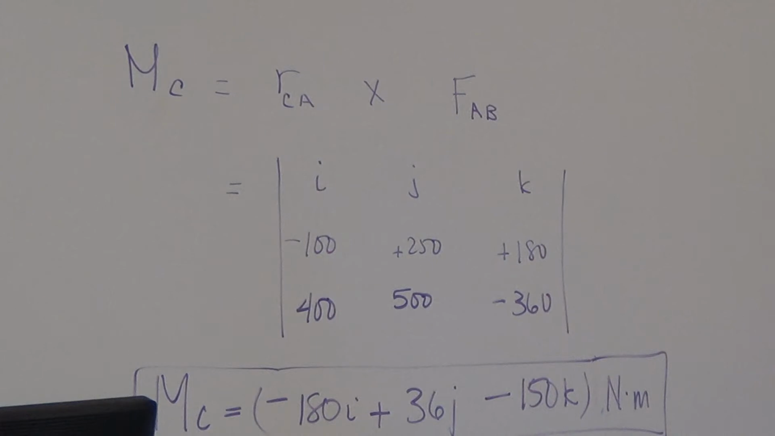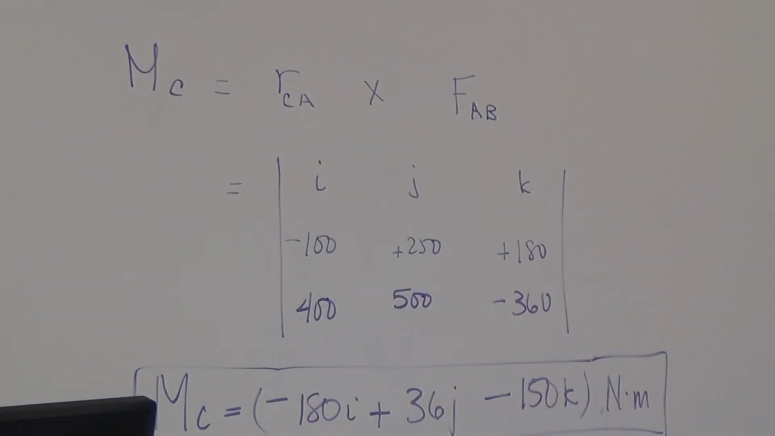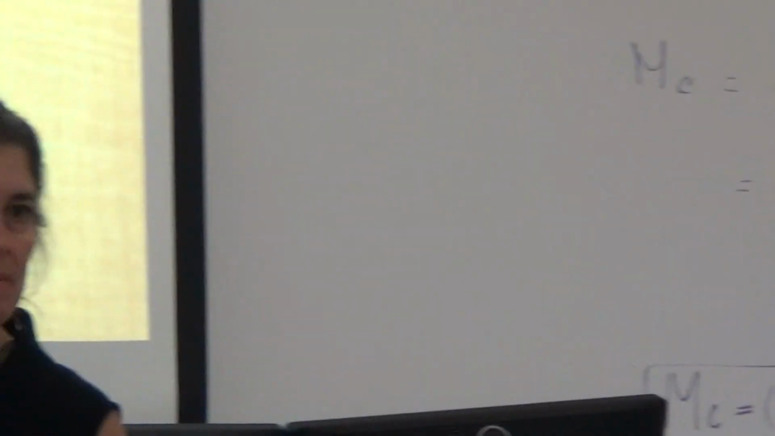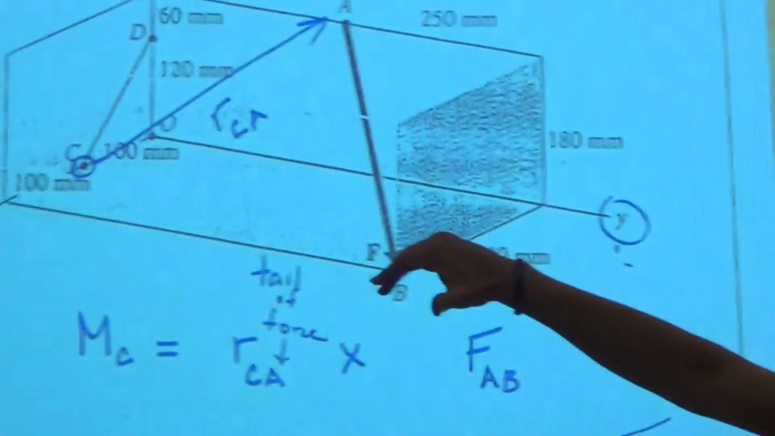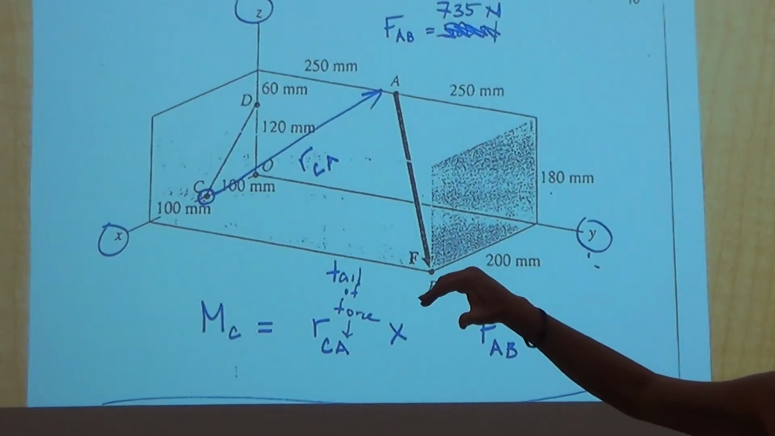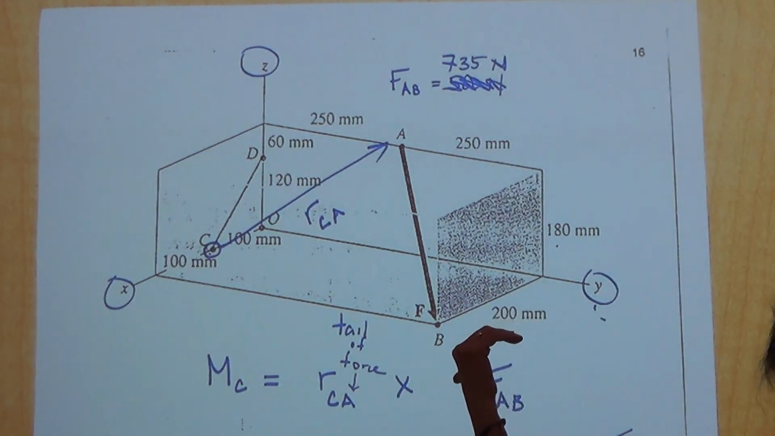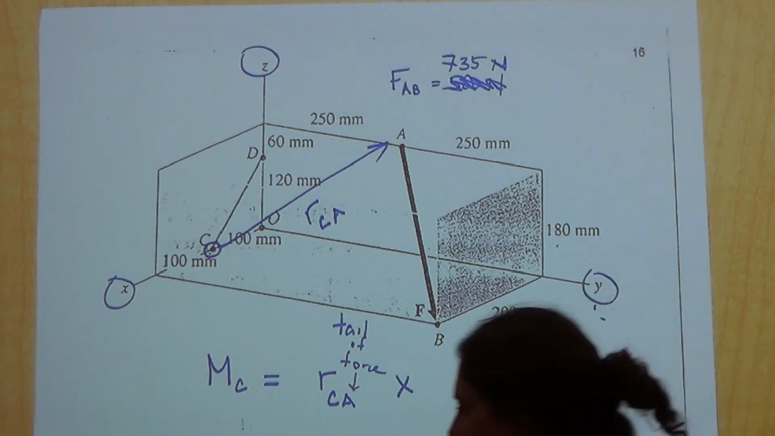Okay, so let's look at the I component of that moment. Is it positive or negative? The moment about the x-axis is negative. So what I want you to do is see where the x-axis is here. Stick your thumb going in the positive x-axis. If your thumb is going in the same direction as the positive x-axis, it's a positive moment. So did we get a positive or a negative moment? Negative, so it's spinning the other way. Put your finger going in the other direction.